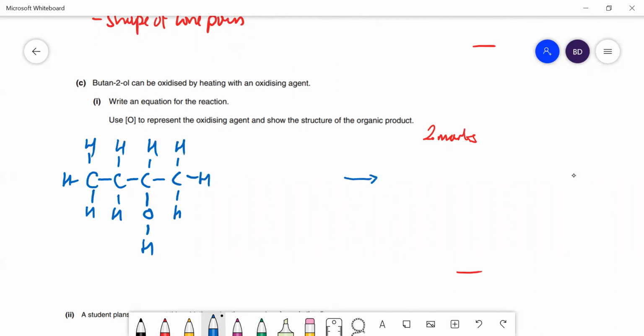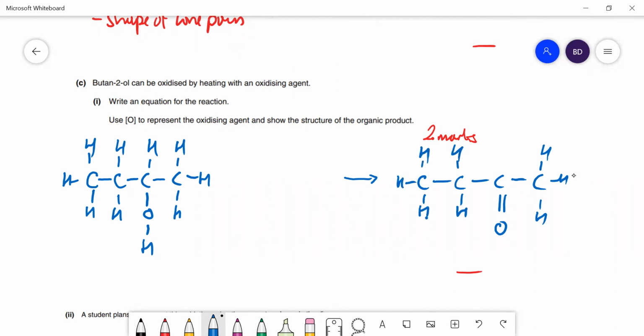So the ketone we get is going to be butanone. So 4 carbons. We've got that's a ketone group, and these are all hydrogens. Okay, so we need to balance this equation. Well, we have got 10 H's on the left. We've only got 8 H's on the right. So that means we need to have an H2O molecule coming off there as well.